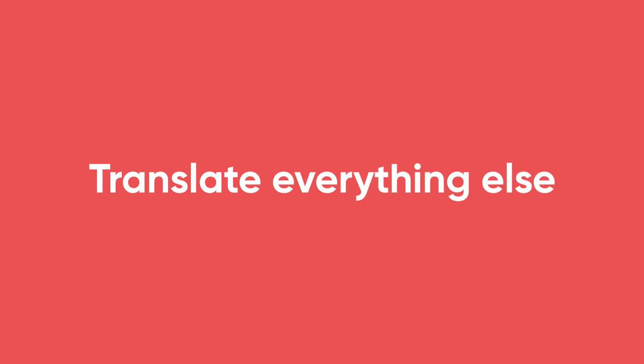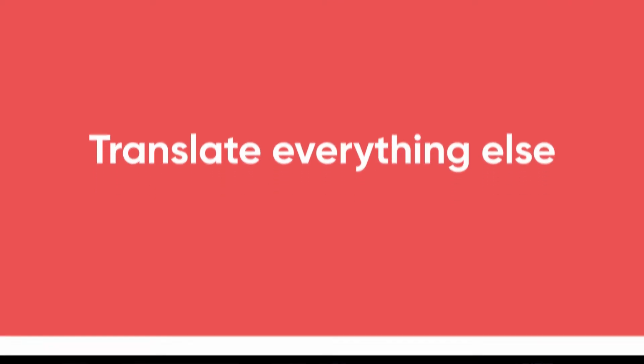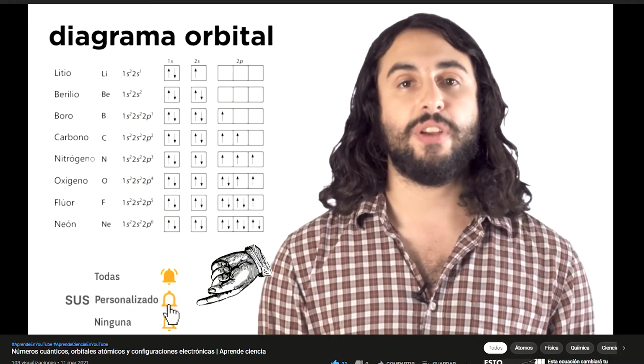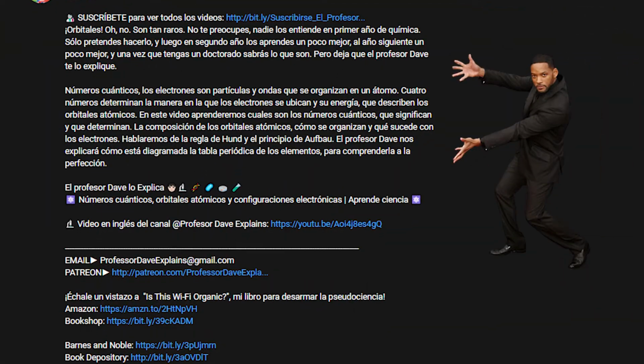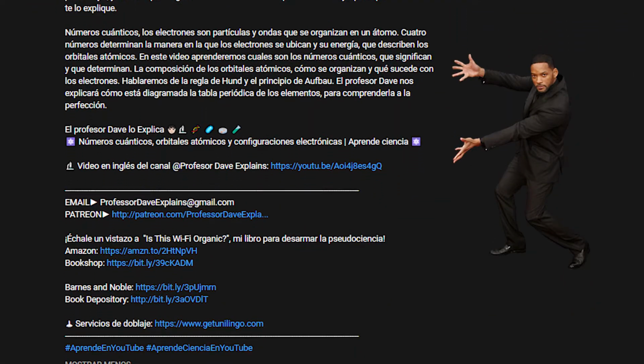Number 4, translate everything else. It would be a good idea to have the translator work on all the other elements of the video. So we are talking about a lot of elements: all the graphics, text on screen, all the other text, descriptions, to make your audience feel at home. We are talking about a language immersion. Leave no stone unturned and go all in. Make sure everything is translated.